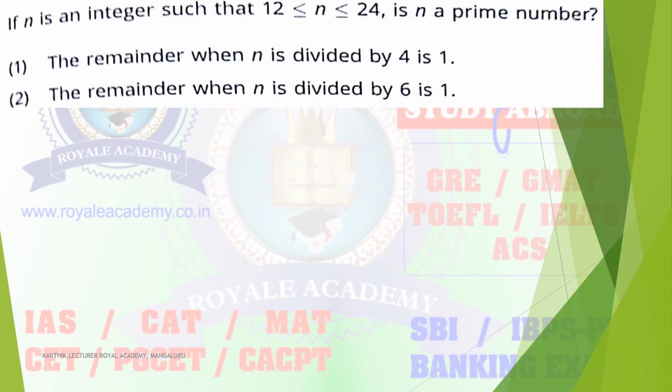Next question: if n is an integer such that n falls in between 12 and 24, is n a prime number? You have to answer whether n is a prime number. Two statements are given. The first statement tells that the remainder when n is divided by 4 is 1. So n divided by 4 leaves remainder 1, and n should fall in between 12 and 24. The second statement: the remainder when n is divided by 6 is 1, and n should also fall in between 12 and 24.